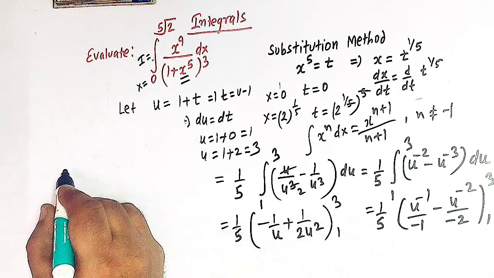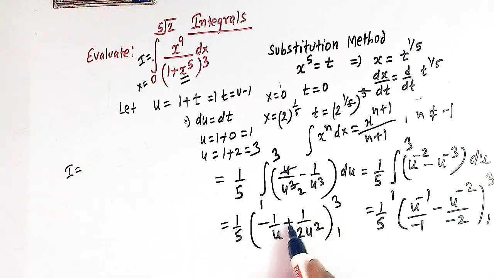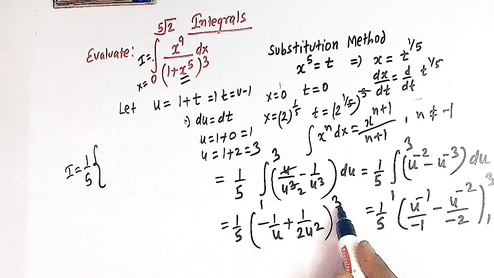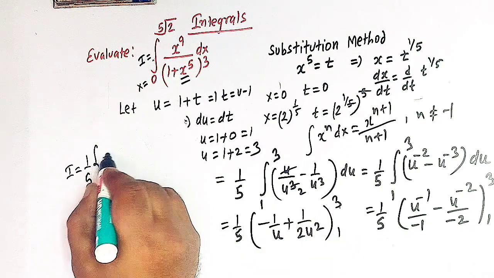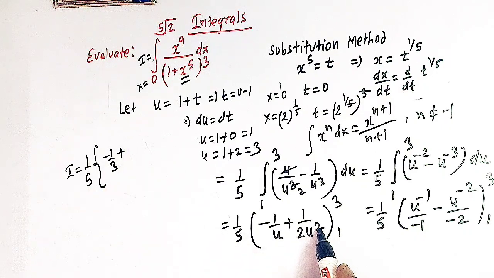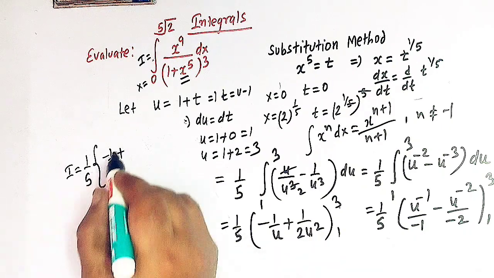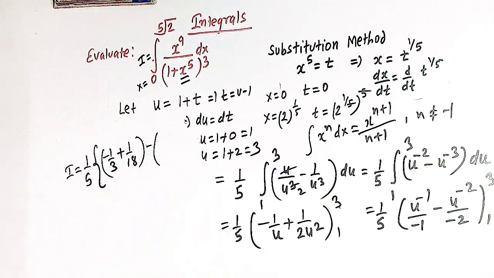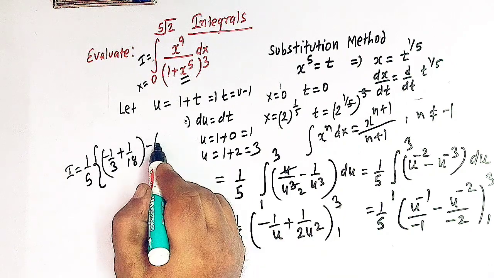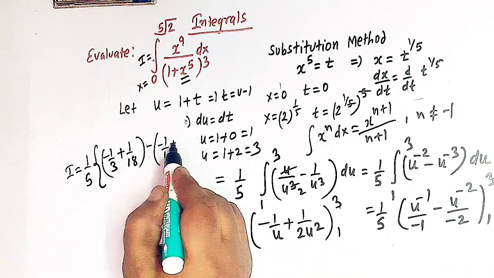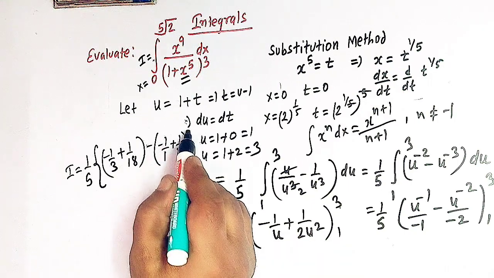So now, substituting the limits and taking the difference: first we'll take 3, so we have minus 1 over 3 plus 1 over 3 squared, that is 9, 9 times 2 is 18. Then we have a minus, and when we take 1, we have minus 1 over 1, plus 1 over 1 squared, which is 1, so we have simply 1 over 2, right?